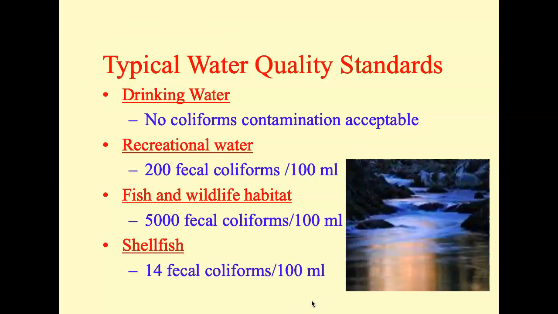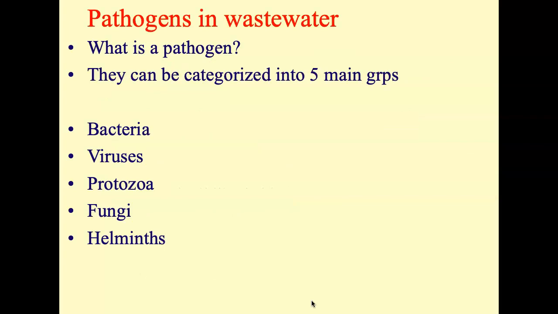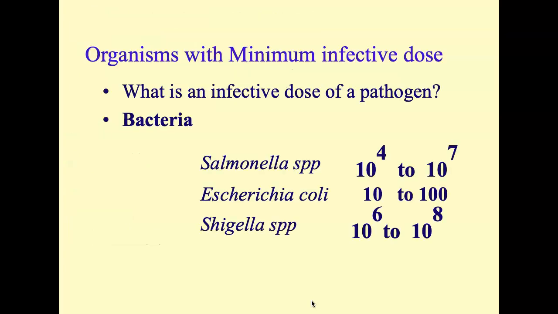Same for this slide. Pathogens are disease-causing microorganisms that are found in wastewater when you're looking at water microbiology. And so in water, we could have bacteria, viruses, protozoa, fungi, and even helminths. Organisms with minimum infective dose. Infective dose is the minimum amount of microorganisms that are able to elicit clinical symptoms of a particular disease.